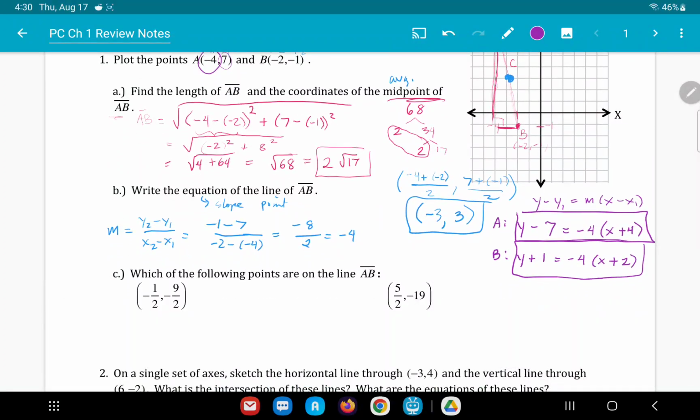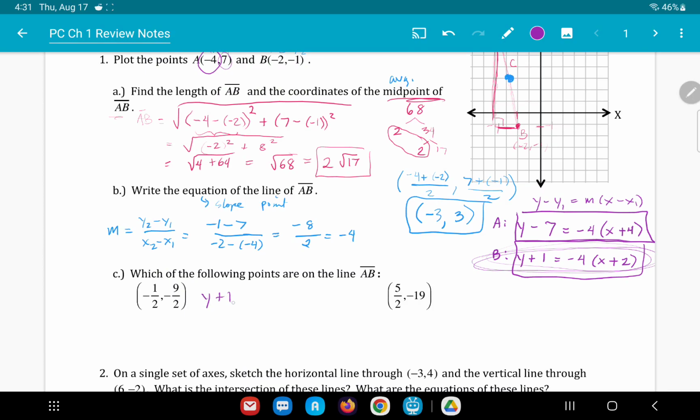And then the last question here says, which of the following points are on the line AB? Well, the only way to test that out is to plug the points in. Okay? And so if you plug the point in and you find out that it works, then it is a point that is on AB. If you plug a point in and it doesn't work, then now you know it's not on the line AB. Okay? Let's go ahead and try one, for example. So again, it doesn't really matter which equation we have because they're the same equation. I'm just going to use this one just for the sake of it.